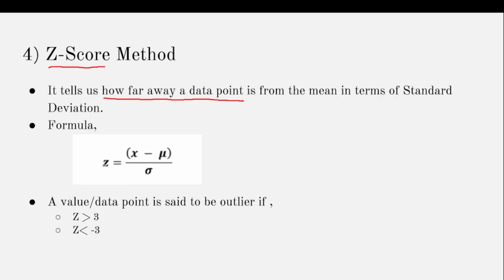Z-score can be calculated using the formula Z equals x minus mu, divided by sigma, where x is a particular data point and mu is the mean. This x minus mu is divided by the standard deviation. The term x minus mu represents how far a data point lies from the mean, which is divided by the standard deviation, and hence we get how far a data point lies in terms of standard deviation.